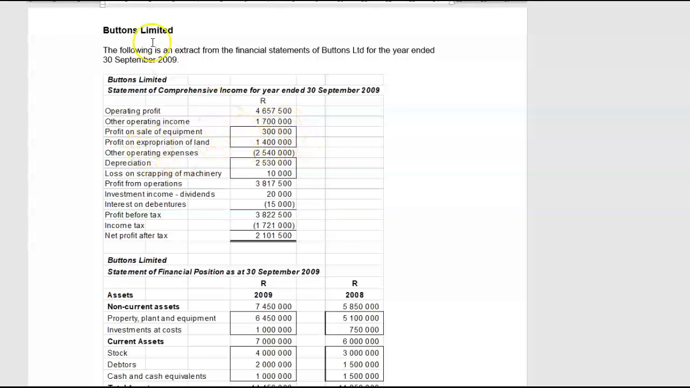Profit on expropriation of land, 1,400. So guys, remember that is non-cash flow items. They gave it to us and we're going to use it. Here we have depreciation, 2,530,000. Loss on the scrapping of machinery, 10,000, non-cash flow. Dividend income, separately disclosable. Interest, separately disclosable, and then income tax.